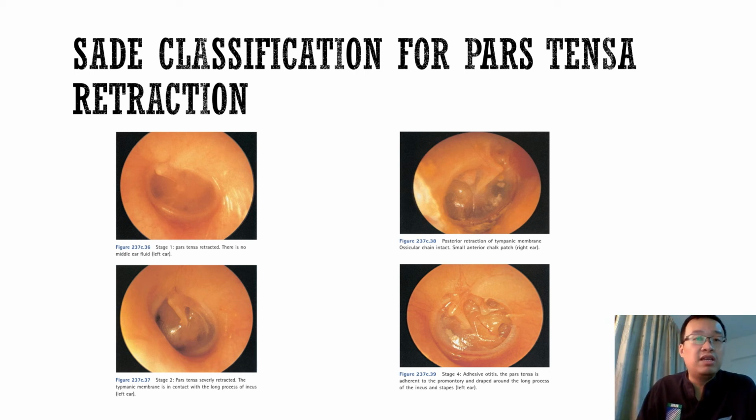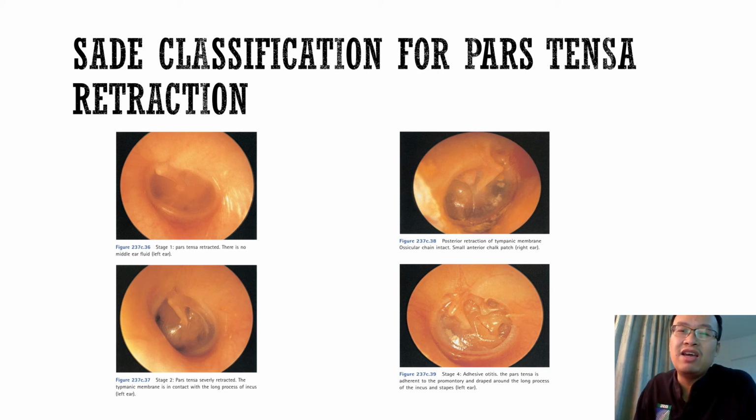Okay, there's no middle ear fluid. Stage 2, the pars tensa is severely retracted. The tympanic membrane is in contact with the long process of incus. Stage 3, it's actually plastered to the promontory, but it's not adhered. And stage 4 is considered as adhesive otitis media.